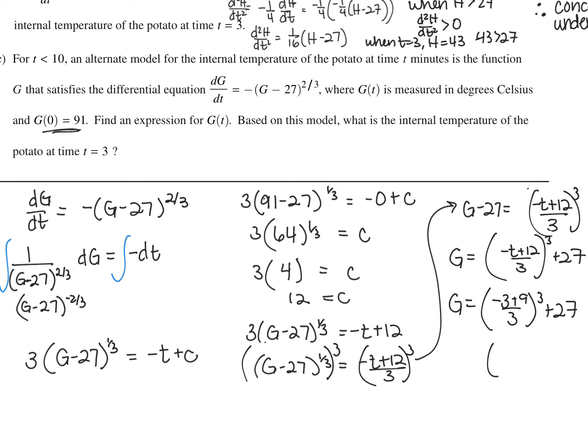You already did it in your head. Good job. Way to be ahead of the game. Okay, so 9 divided by 3 is 3, cubed, plus 27. So we get 54.